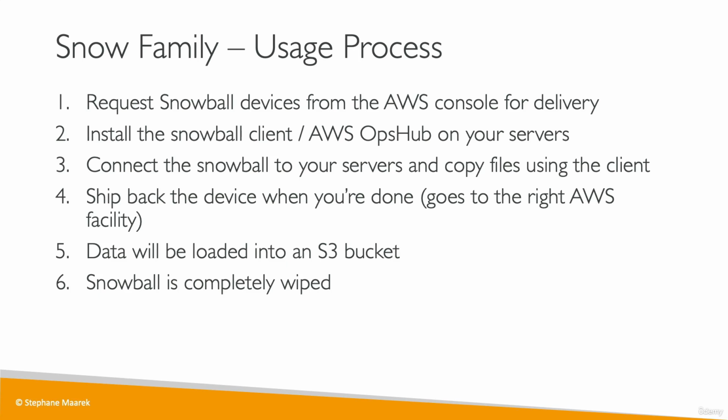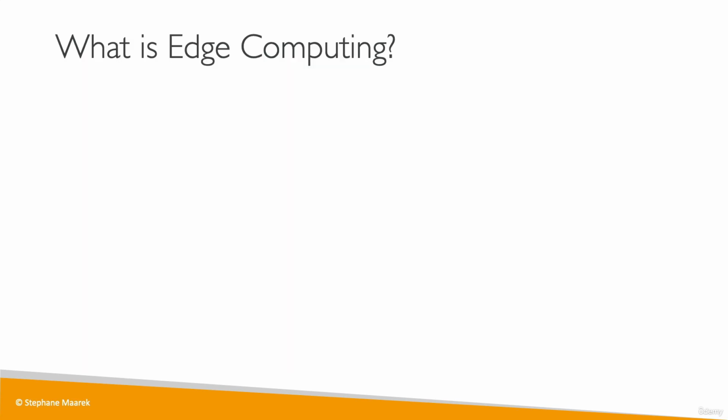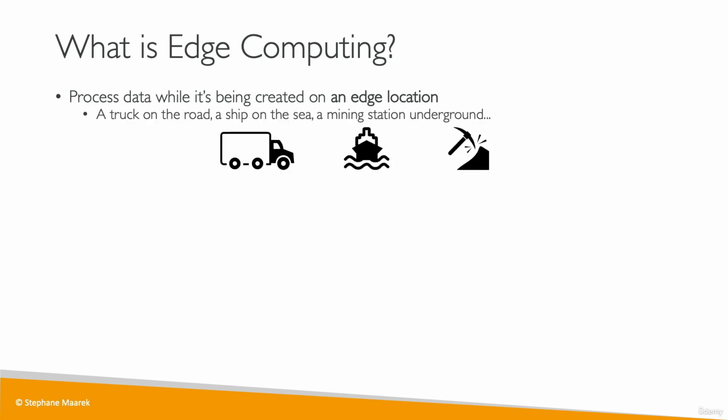But the second use case now for the Snow family is called edge computing. And so edge computing is when you process data while it's being created at an edge location. So what is an edge location? Well, an edge location is anything that really doesn't have internet or that is far away from the cloud.